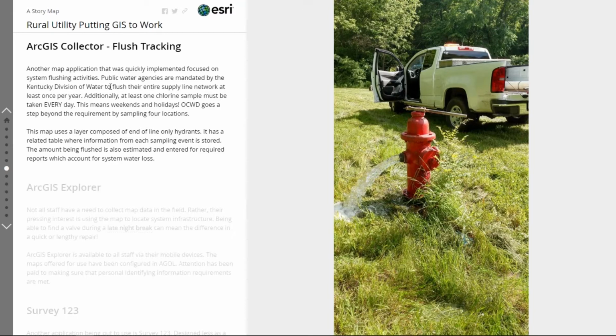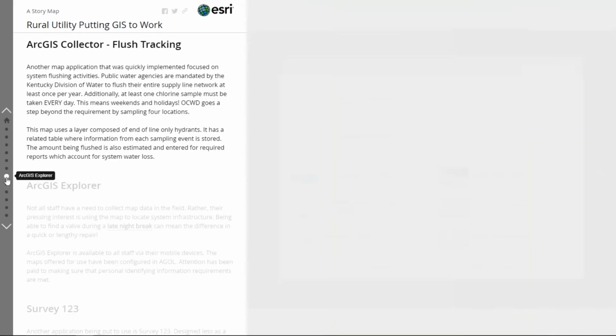The state mandates that we take chlorine samples daily, at least one sample. And we try to flush our entire system at least twice a year, actually. I will show you a quick demonstration of how we're using that data and capturing it. We go to our end-of-line hydrants. We take 4 samples daily, and we record in a related table the amount that we flush and the chlorine levels, and that adds up over time so that we can go back and do some analysis. Again, I'll touch on that briefly in the live fire exercise shortly.